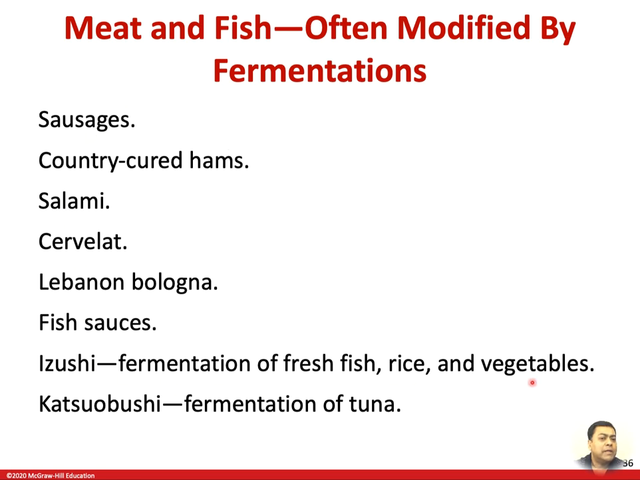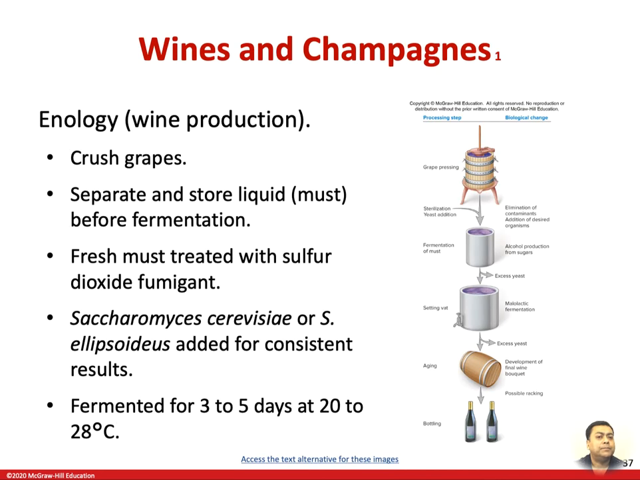Most of these fermented products use the bacteria Lactobacillus, but there are some examples where they use a different microbe. For katsuobushi, which is a fermentation of tuna, they use Aspergillus glaucus, which is a mold, instead of Lactobacillus. These are very self-explanatory. Just take a look for your idea.